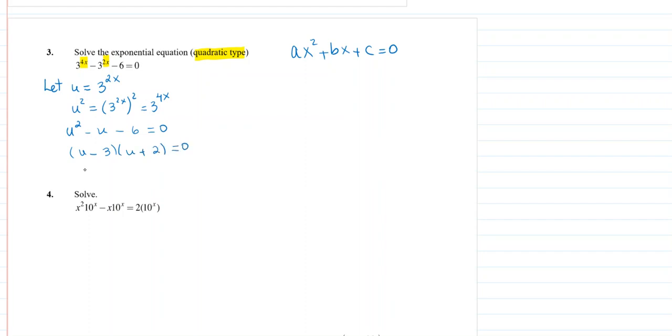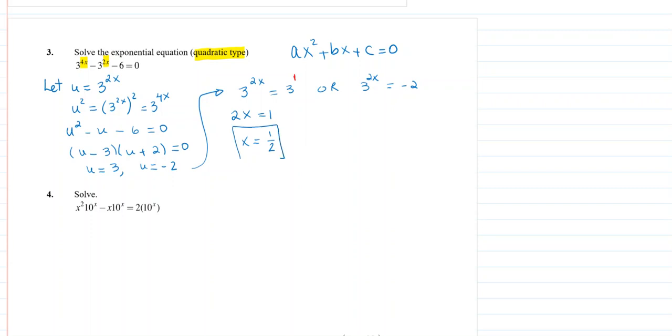Set each factor equal to 0. When u minus 3 is equal to 0, you get u equals 3. This one gives you u equals negative 2. Now we go back and put in what u was equal to. 3 to the 2x equals 3, or 3 to the 2x equals negative 2. So let's look at each of these equations. This one is like the first type of equation we saw in this section. The bases match. The power on the 3 here is 1. So I'll just set the 2 powers equal to each other. 2x equals 1. So x equals 1/2.